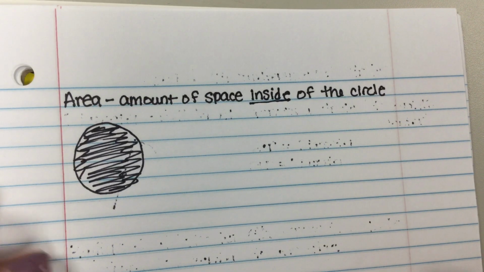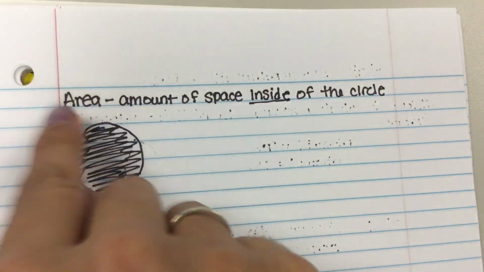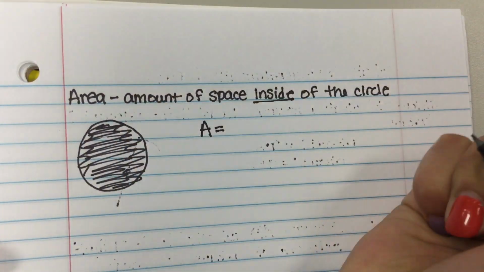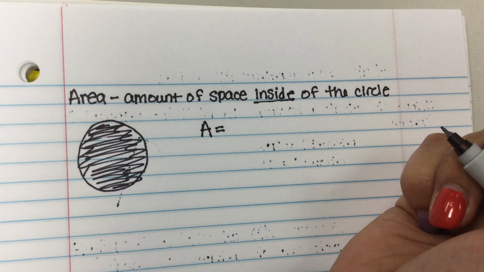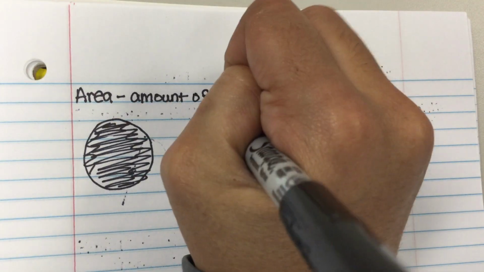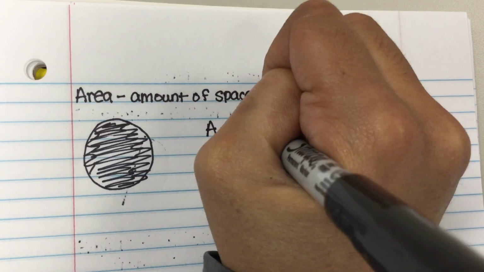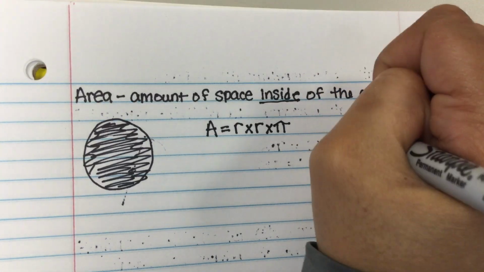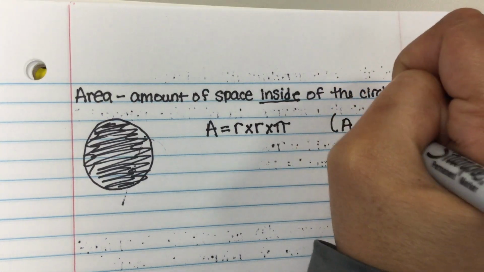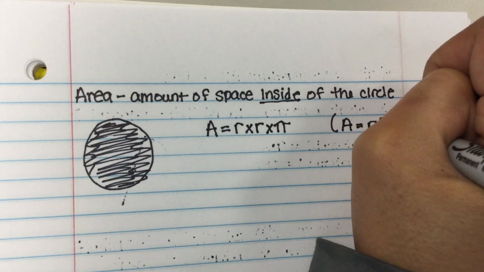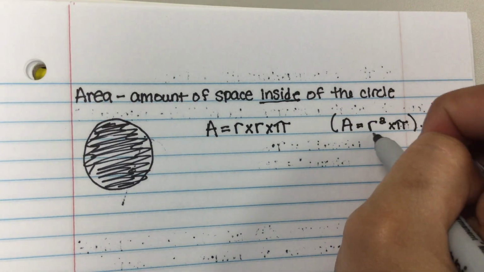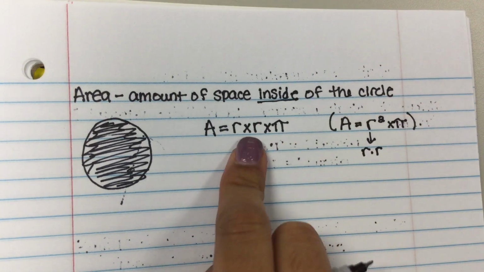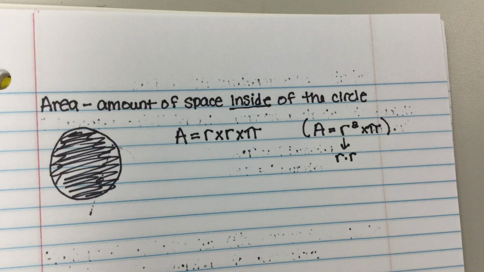So we also have a formula for this that you're going to need to know. For area, we're just going to use A. And the area is equal to radius times pi, and a lot of times on formula sheets you'll see it written as area equals radius squared times pi, and all radius squared is radius times radius. So I've just been telling the kids it's easier for them to remember radius times pi.